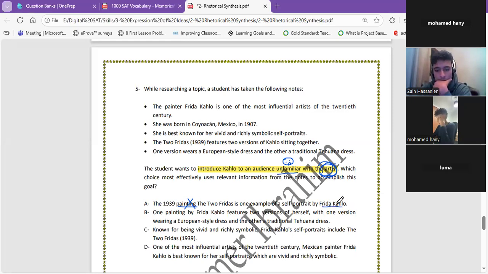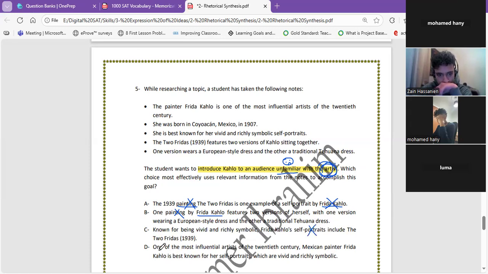Yeah, he mentioned Frida Kahlo here, but he didn't talk more about her. One painting by Frida Kahlo. He talked also about the painting, not about Frida Kahlo. Featured two versions of herself, with one wearing a European style dress and the other a traditional Tehuana dress. Again, he talked about the painting, not about Kahlo. Known for being vivid and rich in symbolism, Frida Kahlo's self-portraits include The Two Fridas. Again, he didn't talk about Frida Kahlo, he talked about the self-portraits.